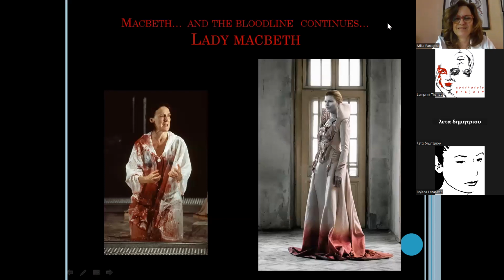And the bloodline continues. So there's Macbeth, there's Lady Macbeth. There's too much drama in Macbeth also. So here is Fiona Shaw in Medea. And here is Lady Macbeth. Look at the costumes, the surroundings also that are totally here.